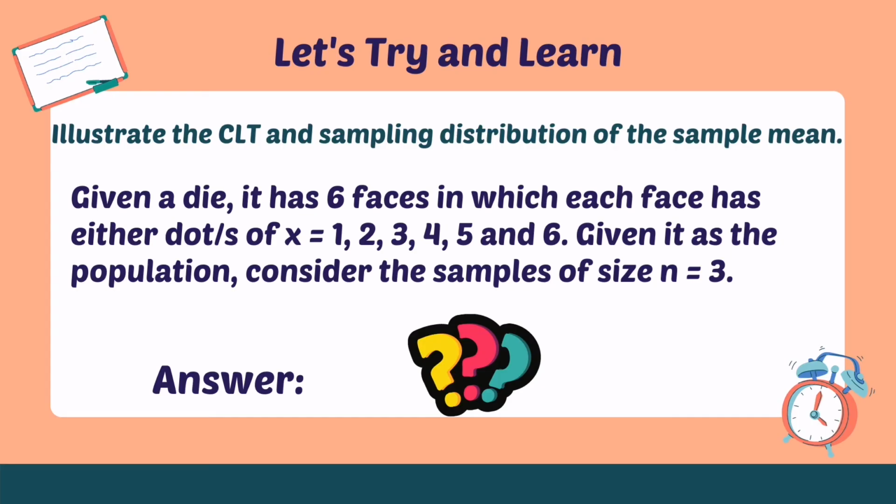Now it's your turn. Illustrate the central limit theorem and sampling distribution of the sample mean given the die, which has 6 faces, which is x is equal to 1, 2, 3, 4, 5, and 6, considering samples of n is equal to 3. You can do it.